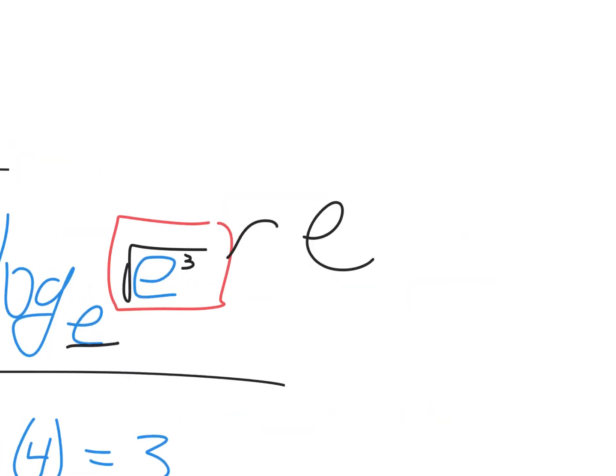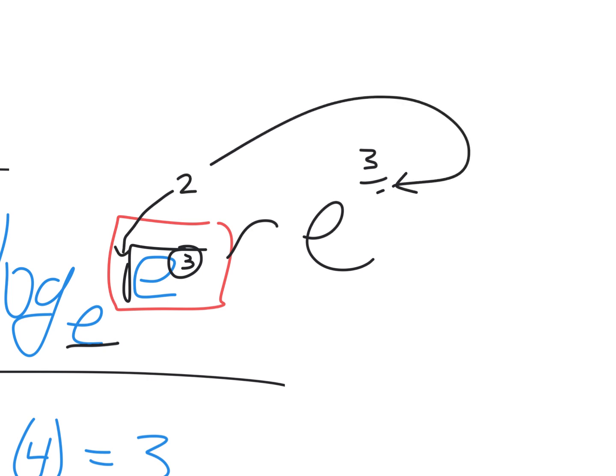This would be e to the power of, it's a fraction. And the power goes on top, that's a normal power. The root power, which isn't shown, is a 2. So that goes on the bottom. How many of you had 3 over 2?